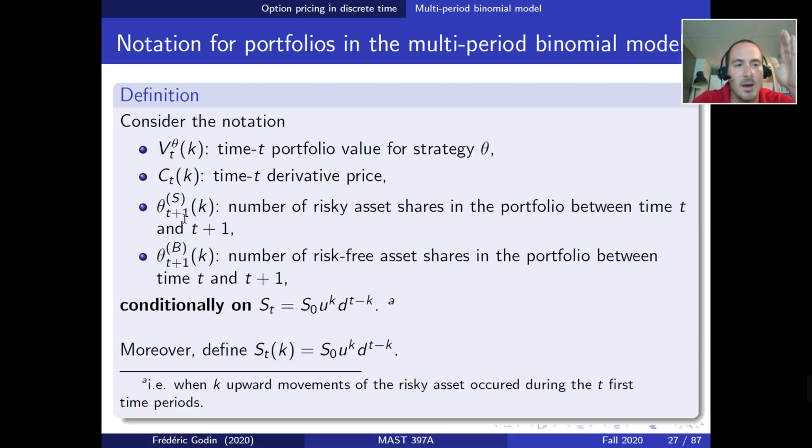Okay, so when you decide the allocation of the portfolio at time t, you decide theta_{t+1}, and this can only depend on values of the stock until time t and not future values of the stock. So same thing, theta_{t+1}^B(k) is the number of risk-free asset units in the portfolio between t and t plus 1, provided you had k upward movements in the stock until time t. And finally, same thing, we're going to define S_t(k) as the stock price at time t if you had k upward movements previously, which is S0 u^k d^(t-k), meaning that since you had k upward movements, you must have had t minus k downward movements up until time t.